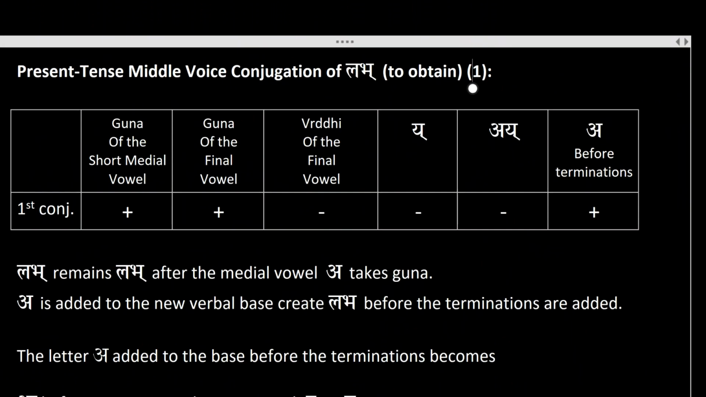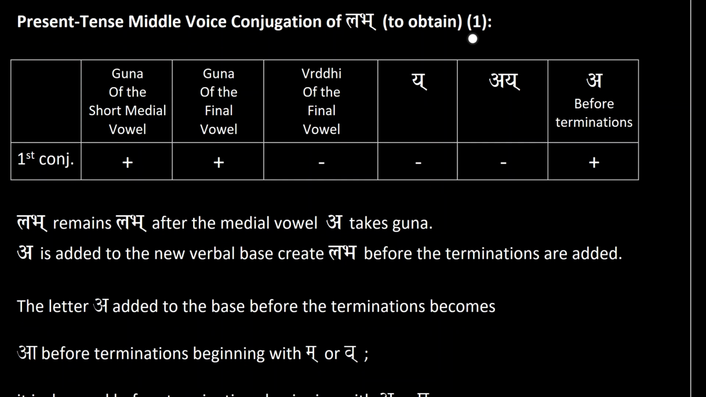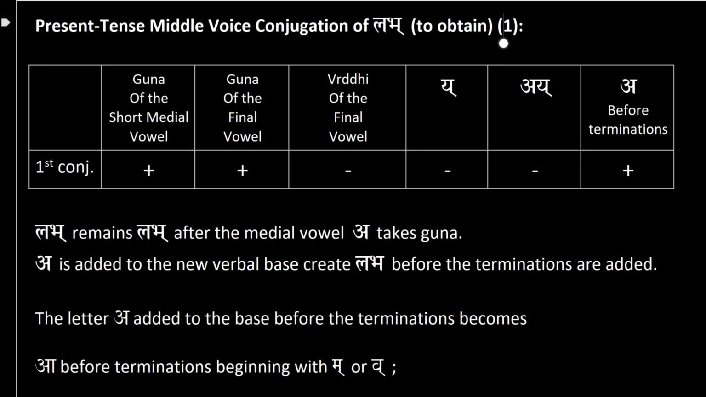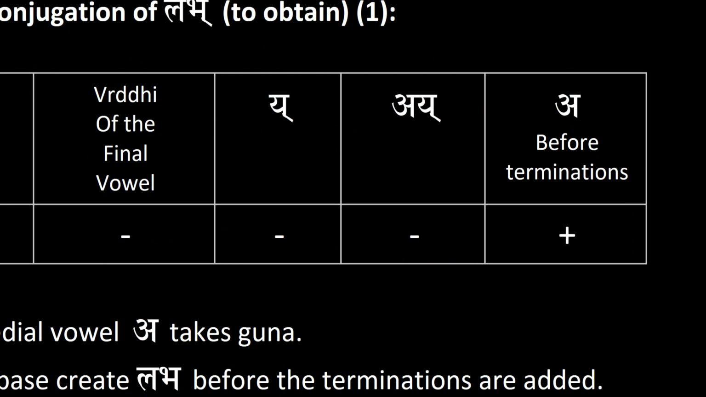So I just pulled up the row from the previous table that we used in the previous video for what applies to just the first conjugation, and I have it here for you. Now, this should be something that is already known, but it's here for your convenience. So, first conjugation, again, it takes guna of the short medial vowel and guna of the final vowel. And after you're taking guna of the short medial vowel or the final vowel, then you're adding a before your terminations.